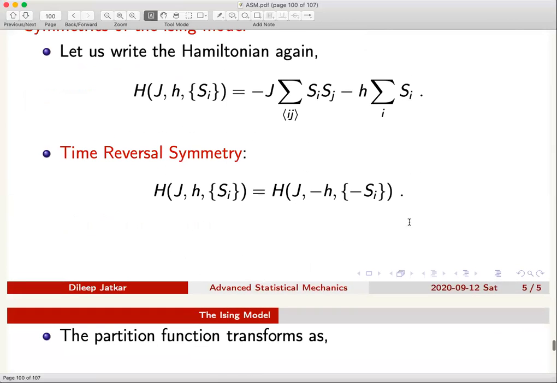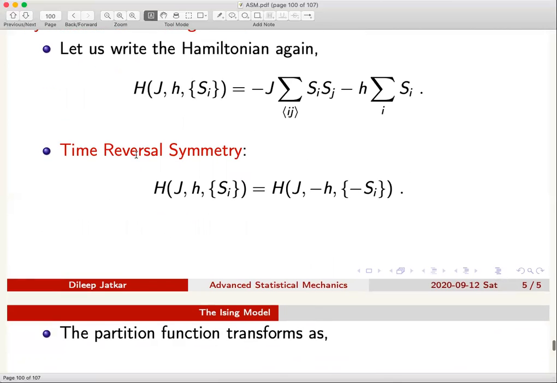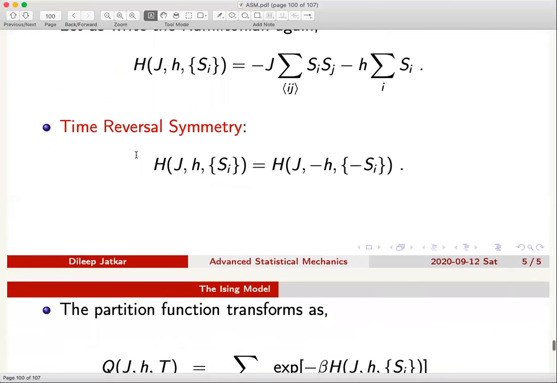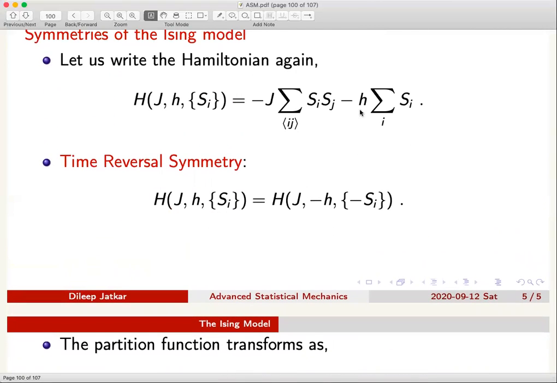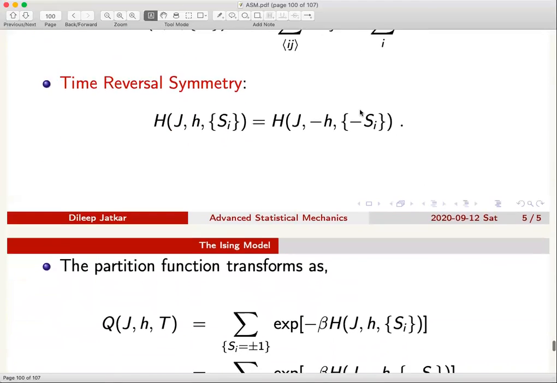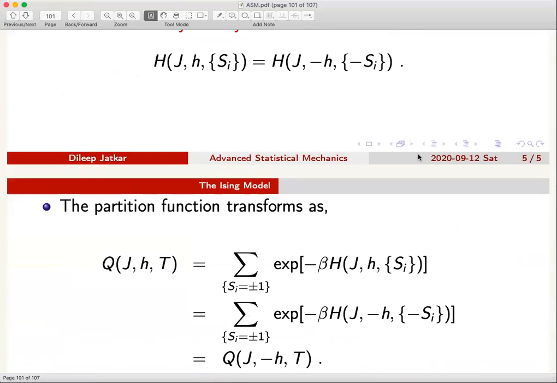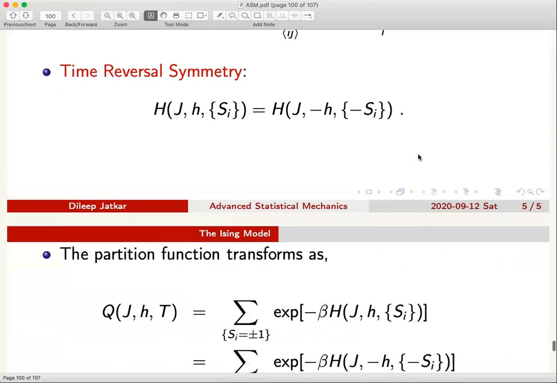Okay. So that is the reason why flipping H is basically referred to as time reversal symmetry. It goes back to this symmetry appearing in electrodynamics actually. So let's try to see how it shows up in the partition function.